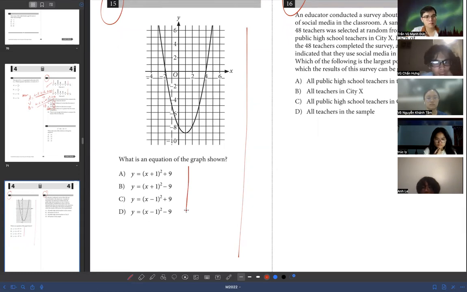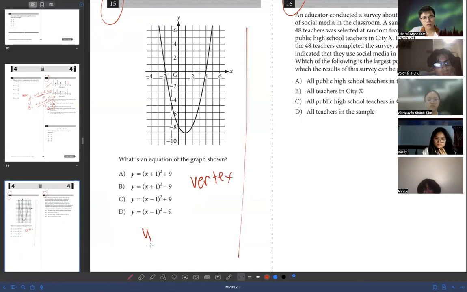First I replaced x with 0. And that eliminates options A and C. Oh, so you just plugged them in. Yeah. So that's why it's taking a bit of time. But as you can see, this is a form of the vertex form of a quadratic equation.